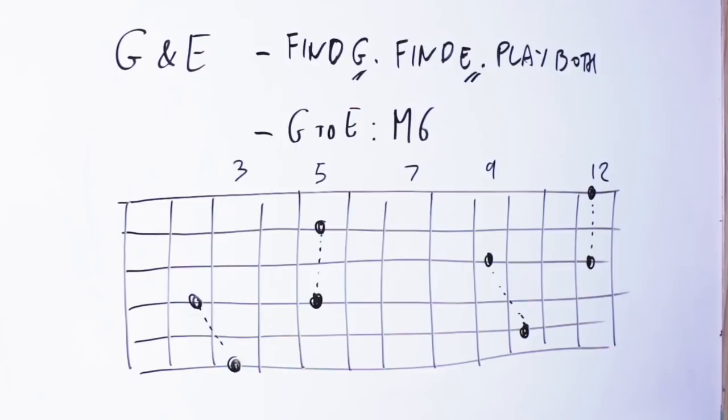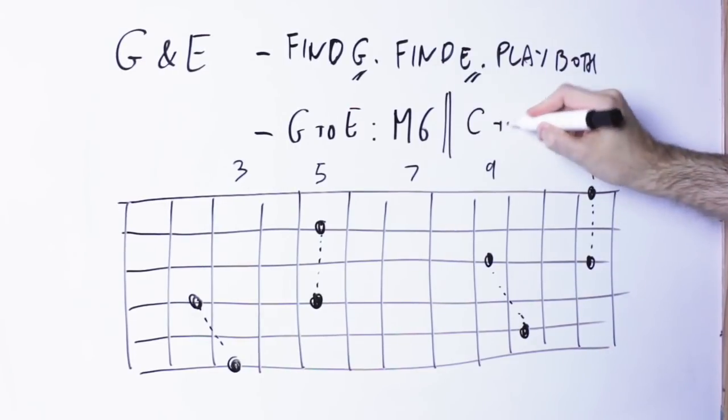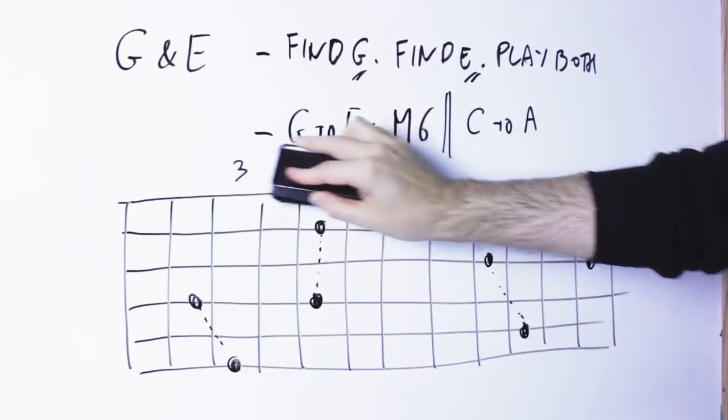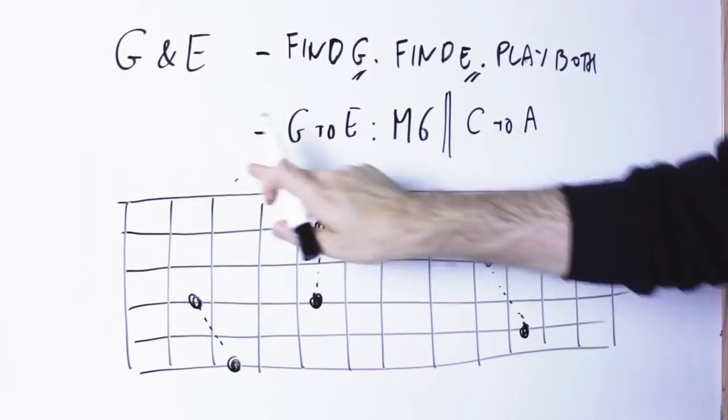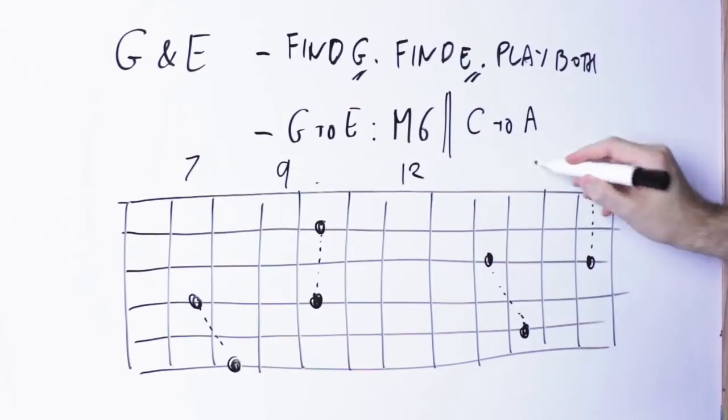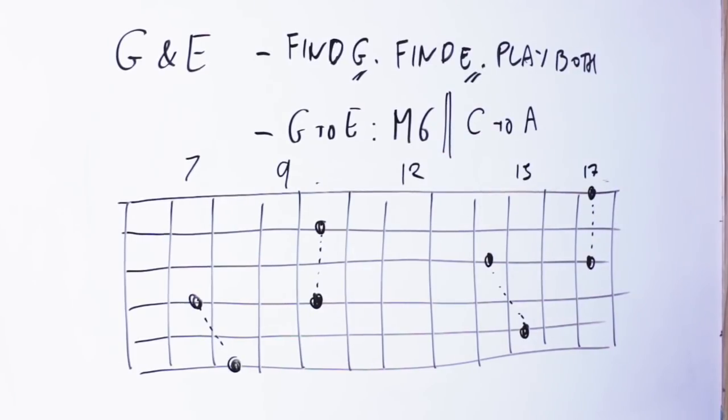But not only that, this allows me to play the same interval but based on another note. So rather than playing the major sixth based on the G, I can play the major sixth based on the C note. The shape I'm playing is the same.